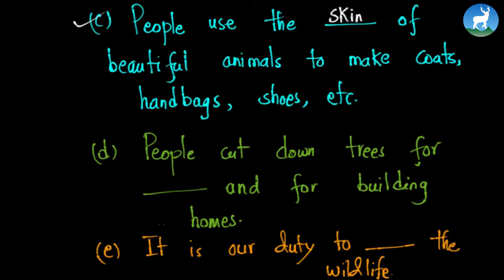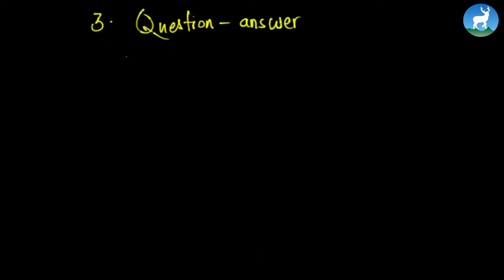Moving on, question number D. People cut down trees for firewood and for building homes. The last question: it is our duty to blank the wildlife, to protect the wildlife. Alright, that is the end of the fill in the blank portion, that exercise, I mean. Now we come to the question answer portion, right?